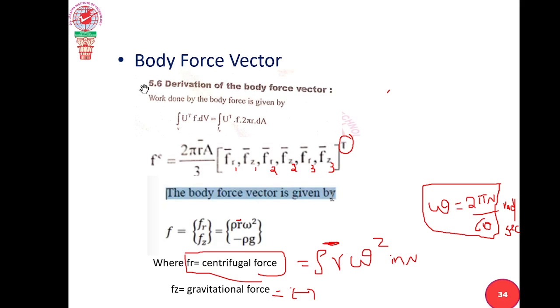Let's come to the gravitational force now. That is equal to minus rho into G, in Newton. Clear?